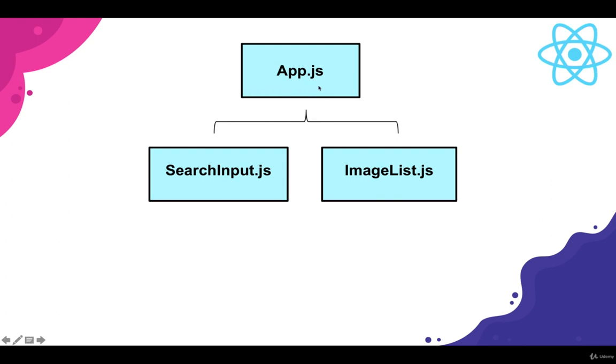And we're going to have an app component as always. Now, you're always probably going to end up with an app component that's going to be at the very top or the most root component of your application. So our component hierarchy is going to look like this. Great. So the app is going to show an instance of the search input and an instance of the image list.